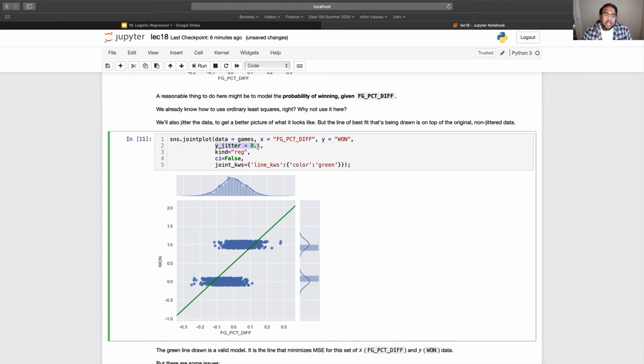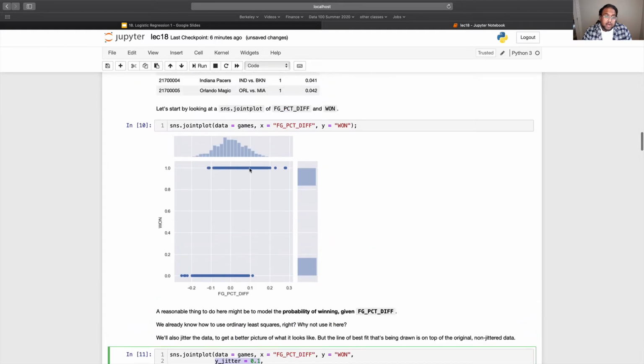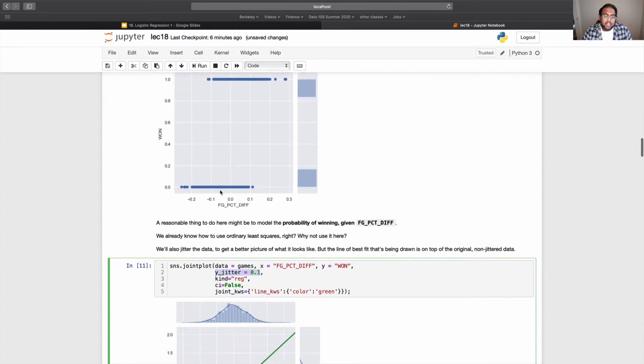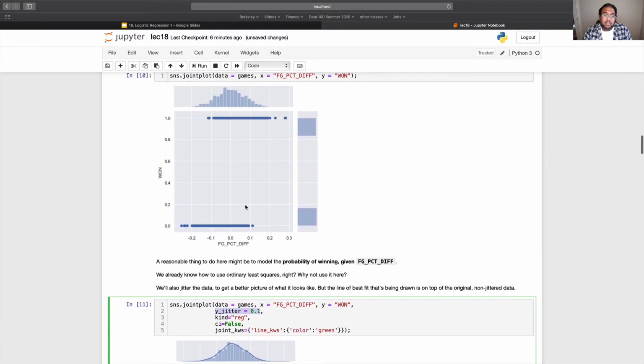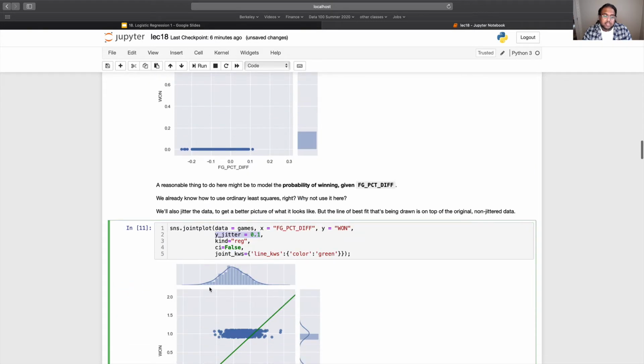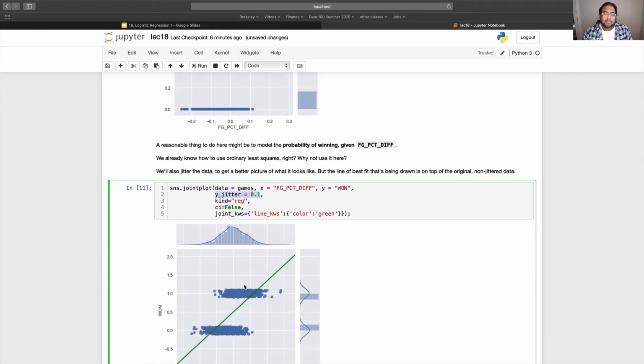And you'll also note that I set y jitter to 0.1. So you'll note that the y values on this plot are more spread out vertically than they are in the original plot. And that's just so that we can see a better picture of where the y values are. But this green line is fit according to the original data. This jittering is just for visualization purposes.